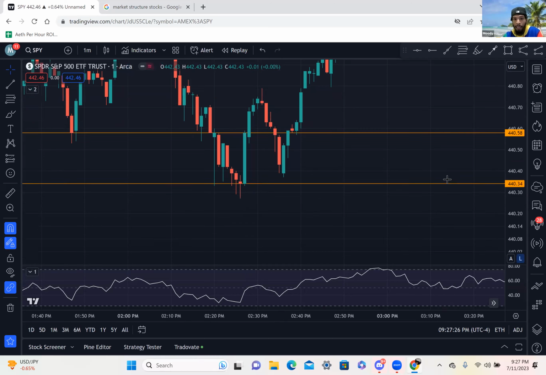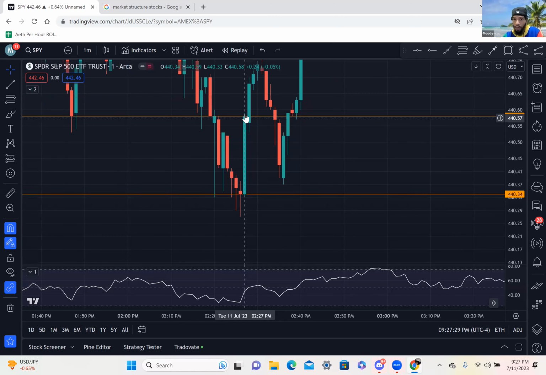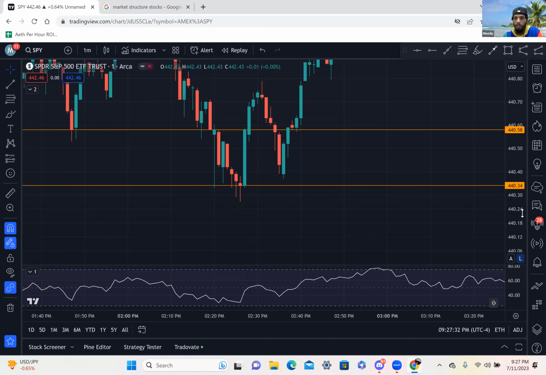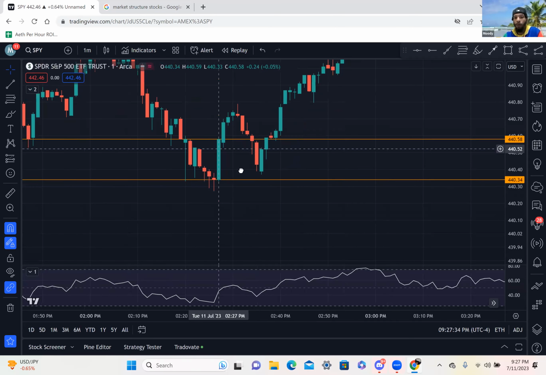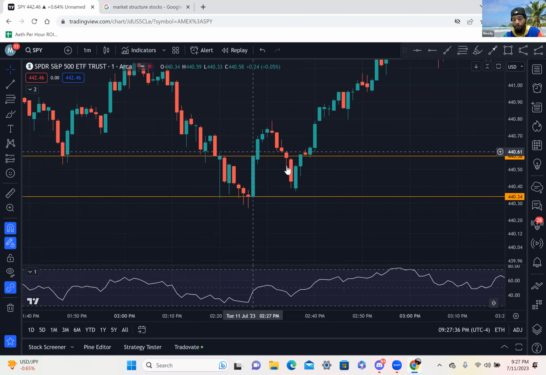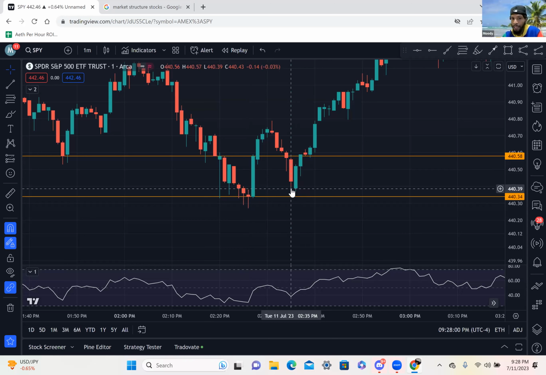I'm not utilizing the wicks. It's the bodies of the candlestick. So with that being said, you can see how even when we break out of here, if you miss this whole move, and it was only like a 24-cent move, if you miss that whole move, it's always going to come back. Not always right that second, but whenever it comes back into this range, that's the range that it will play, right?